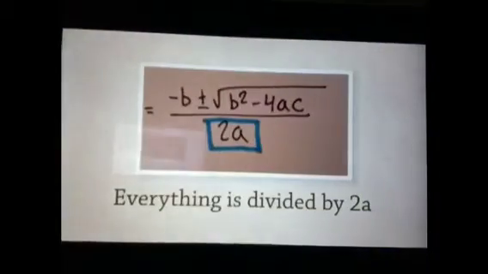So the next thing to remember is that everything is divided by 2a, not just the square root of b squared minus 4ac, not just the negative b, it's everything, especially the plus and minus. Because I know that's easy to forget, but it's just everything's divided by 2a.